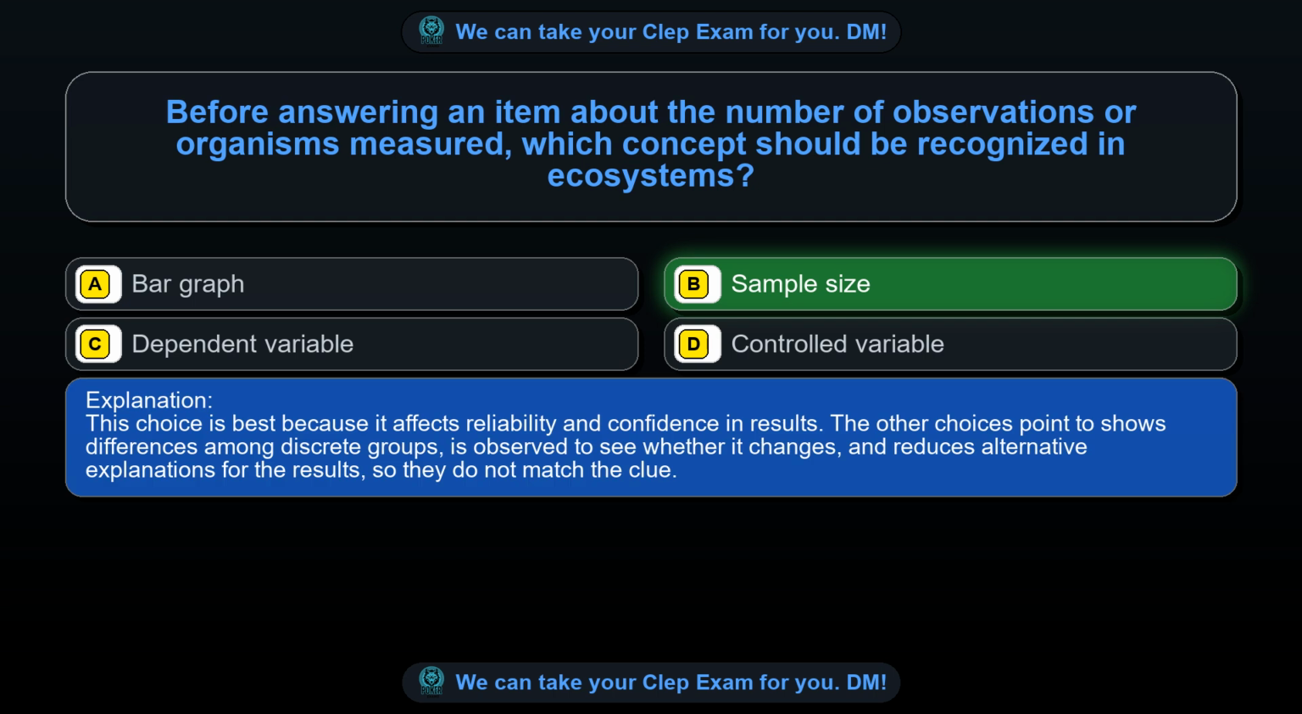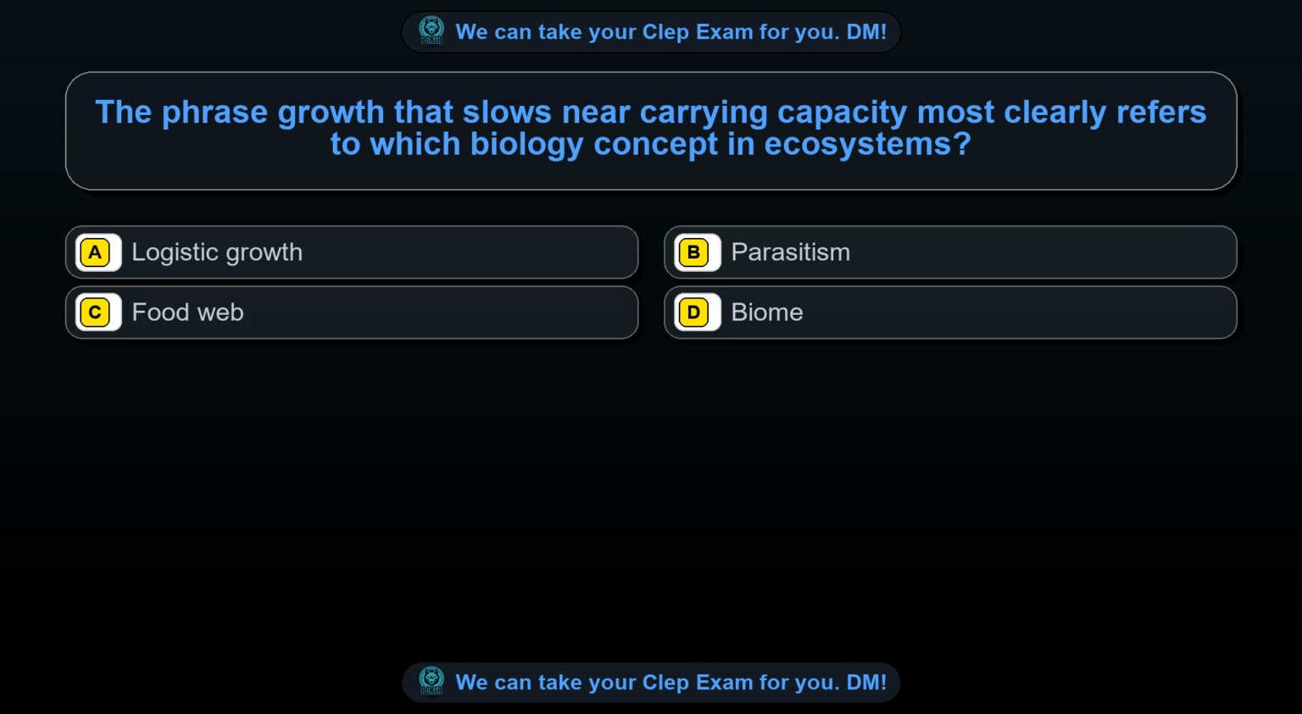This choice is best because it affects reliability and confidence in results. The other choices point to shows differences among discrete groups, is observed to see whether it changes, and reduces alternative explanations for the results, so they do not match the clue. Question 96. The phrase growth that slows near carrying capacity most clearly refers to which biology concept in ecosystems? Option A, logistic growth. Option B, parasitism. Option C, food web. Option D, biome.